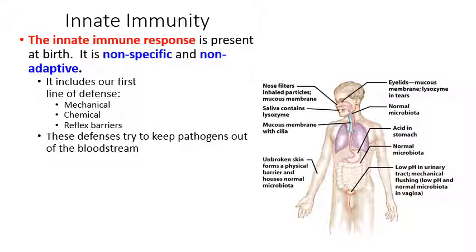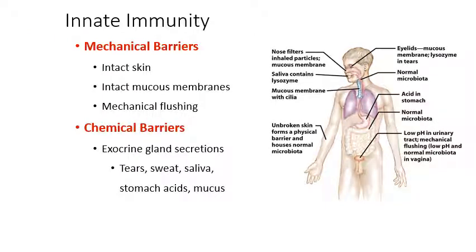And then reflex barriers are things like sneezing and coughing, they're basically an ejection response. So something in your nasal cavity tickles you, you're going to sneeze to try to eject it. Something in your trachea, you'll cough to try to eject it. Even vomiting and defecation can be considered reflex barriers if they're trying to get rid of something that's entering your body. So here's some of those mechanical barriers again, and the chemical barriers.